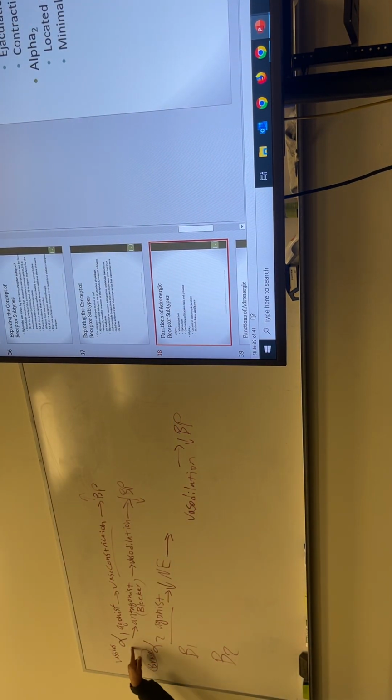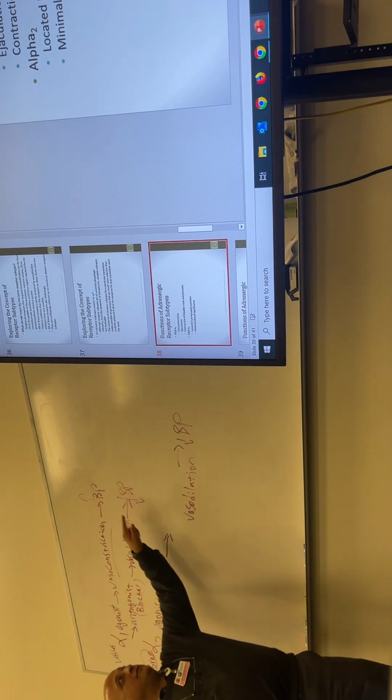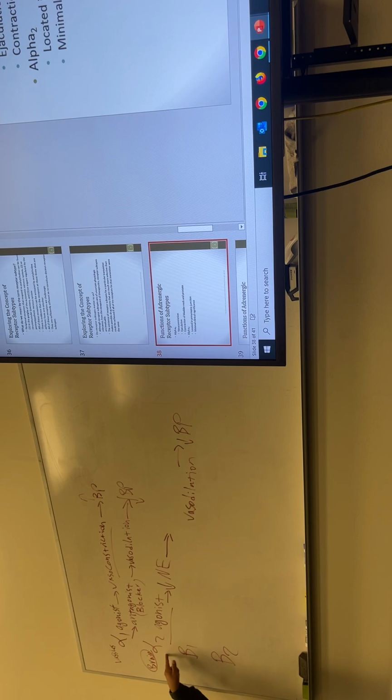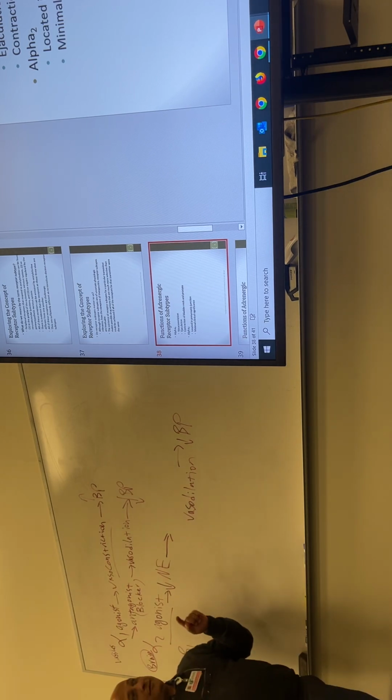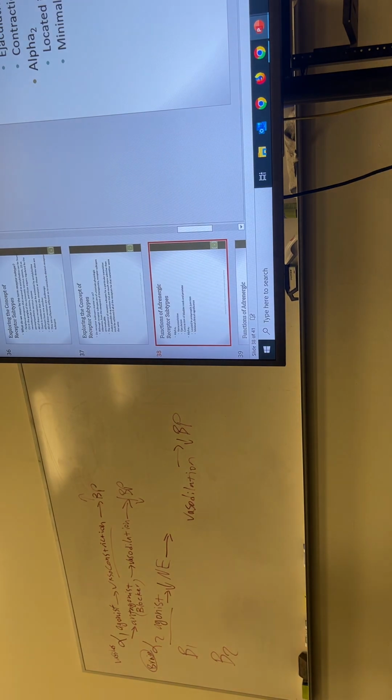Alpha 1 agonist, blood pressure goes up. Alpha 2 agonist, blood pressure goes down. That's why we have alpha 1 and alpha 2, right? They're completely opposite of each other.